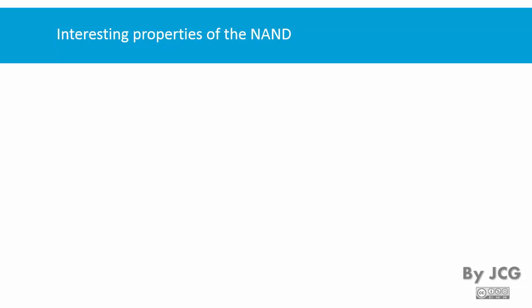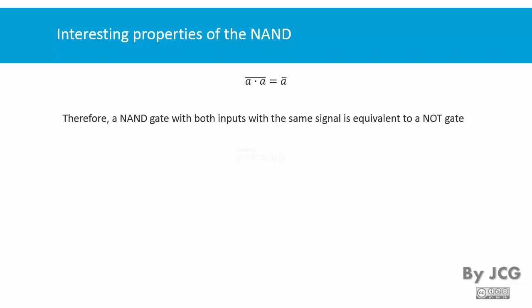Now, some interesting properties of the NAND. Well, what happens if we have the same input into a NAND? If we have the same input, we know by using theorems that A·A is going to give you A, and then the inversion, of course, is going to give you A inverted. Therefore, a NAND gate can be used to generate a NOT gate. We also have another property where if we invert the NAND, then we have a simple AND.